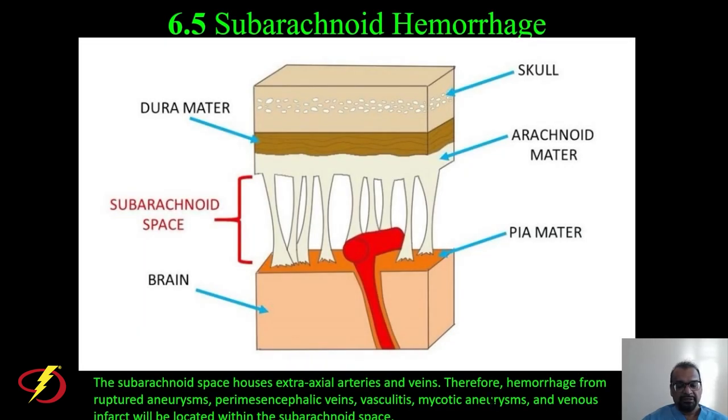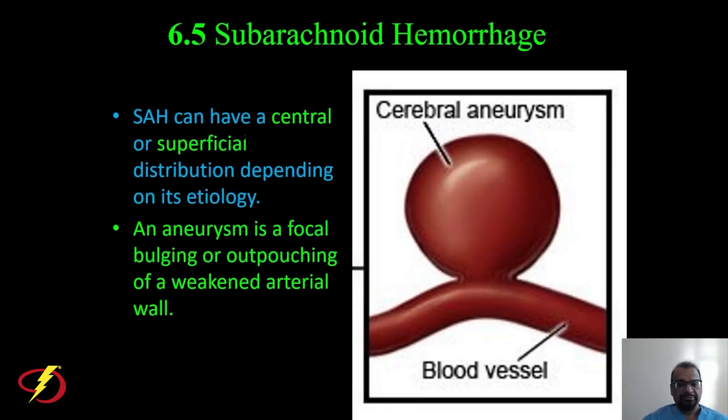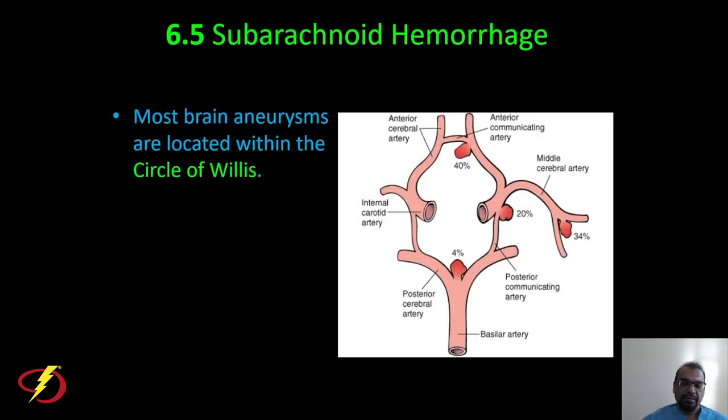So the subarachnoid space houses these extra-axial arteries and veins. Therefore, if these arteries or veins hemorrhage, we can get bleeding within the subarachnoid space, which we call subarachnoid hemorrhage. Now, again, subarachnoid hemorrhage can be divided into central and superficial distributions depending on the etiology. Now, a brain aneurysm is a focal bulging or outpouching of a weakened vessel wall. So here's a normal vessel and here's a brain aneurysm. Again, most brain aneurysms are located within or adjacent to the circle of Willis.